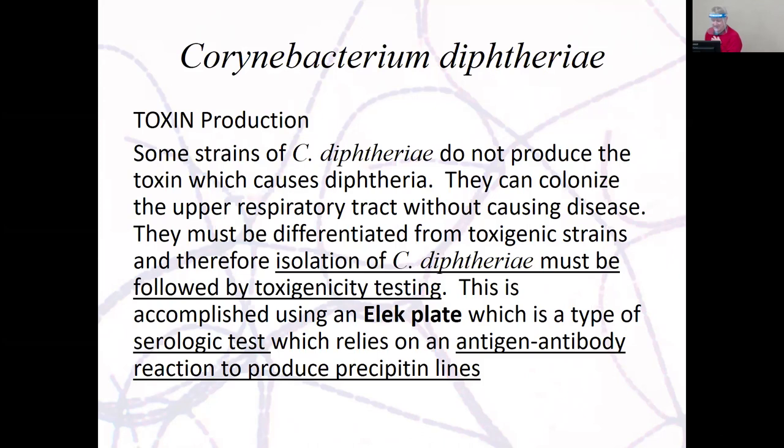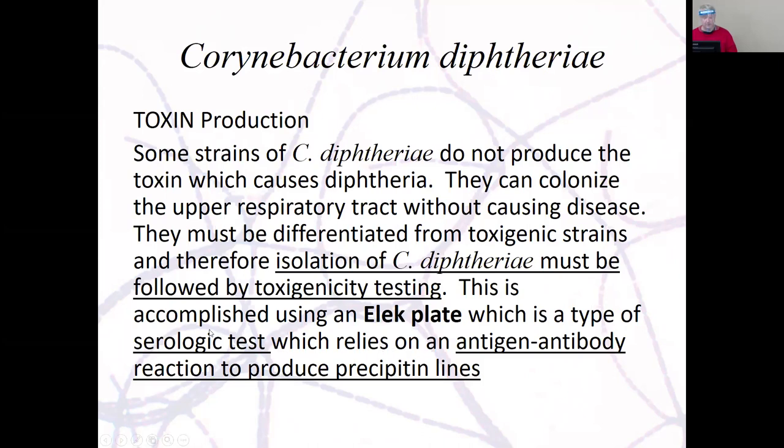Toxin production. Some strains of C. diphtheriae do not produce toxin. Okay, but don't mess up on that. Corynebacterium diphtheriae does produce toxin, or a strain of it can. Not all strains do. They do colonize the upper respiratory tract without causing disease if they're not toxin producers. And you must differentiate the toxigenic strains from the non-toxigenic. What you have to do is isolate, followed by toxigenicity testing.